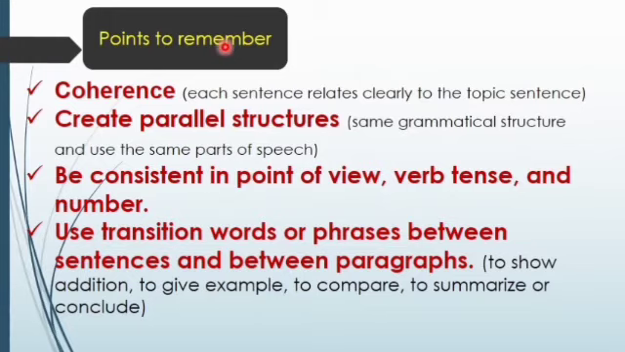Points to remember. The first point is coherence. In a coherent paragraph, each sentence relates clearly to the topic sentence. If a paragraph is coherent, each sentence flows smoothly into the next without obvious shifts or jumps. The second point is to create parallel structures. Parallel structures are created by constructing two or more phrases or sentences that have the same grammatical structure and use the same parts of speech. It makes the sentences clearer and easier.